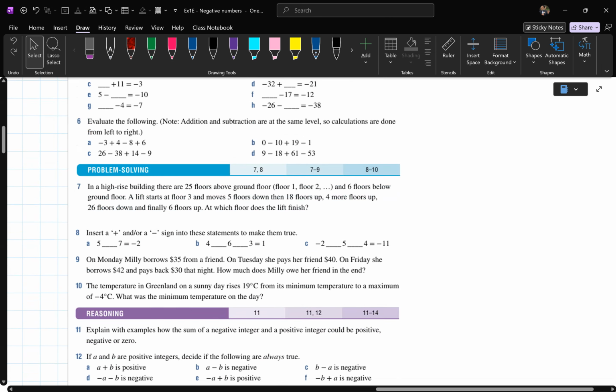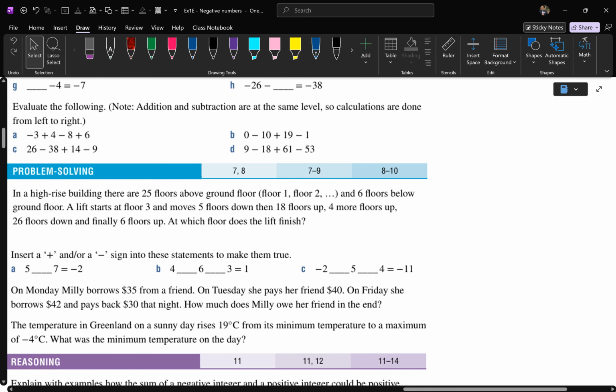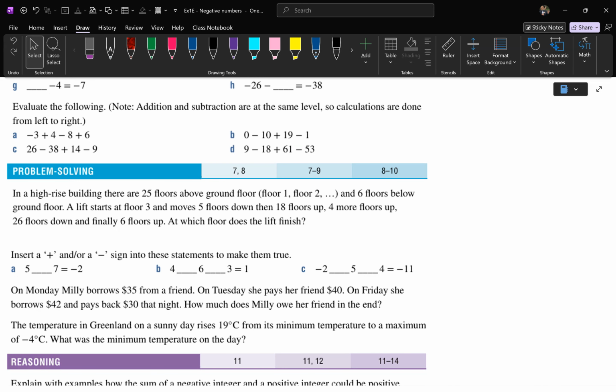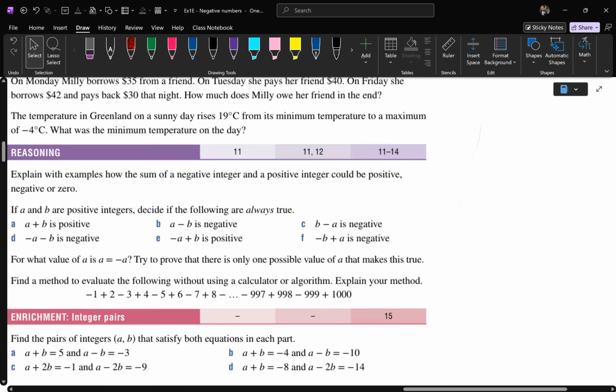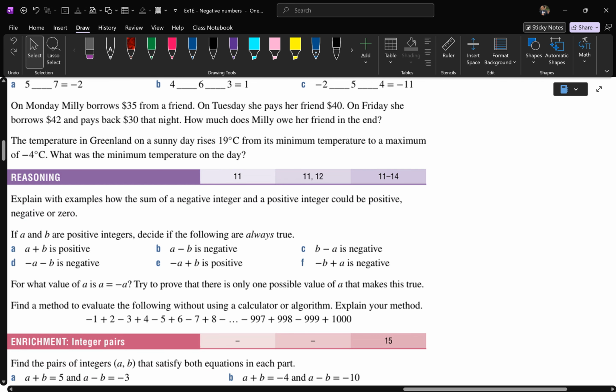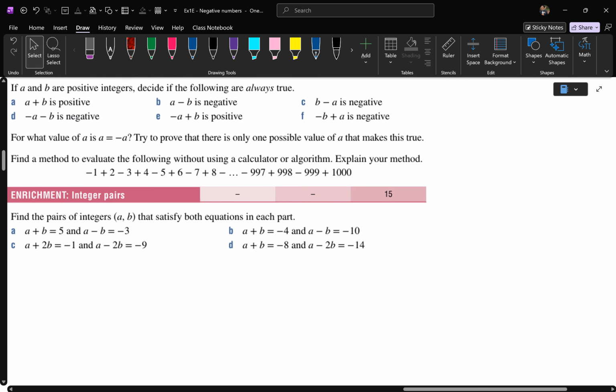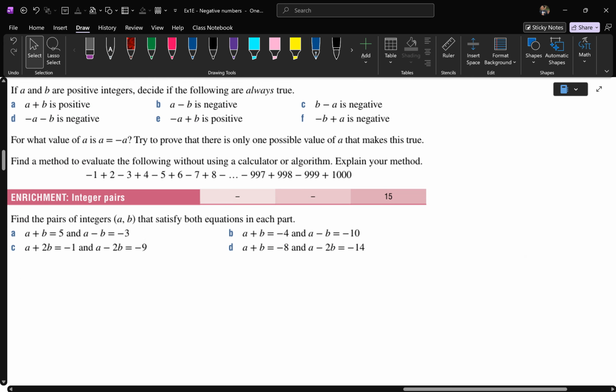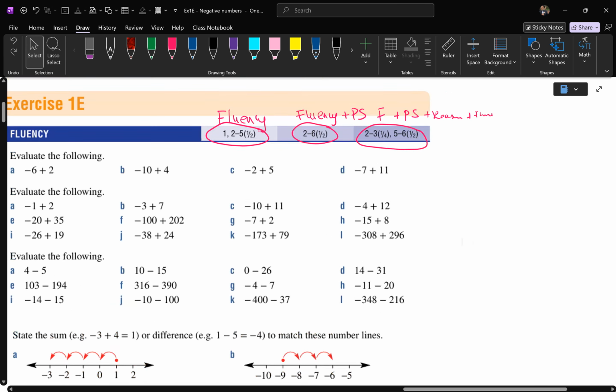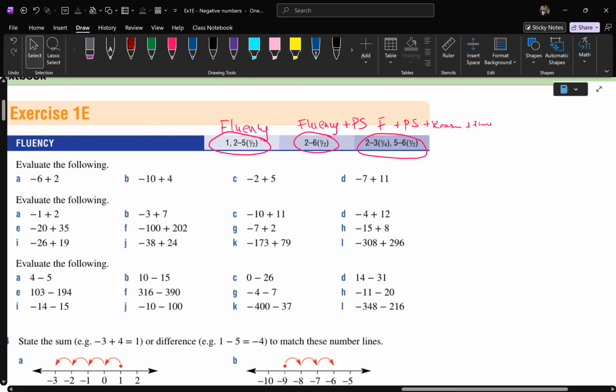So when you get to problem solving, again, same thing. You've got that smaller group who does less problem solving. This group does 1 extra question compared to this group. And this group does the harder questions. They do 8, 9, 10. And then when you go to reasoning, that group only does 1. This group does 2. And this group does all. And then in this one, the first 2 groups don't do enrichment, but the third group does. See that? So that's why the questions are split up depending on how confident you are.